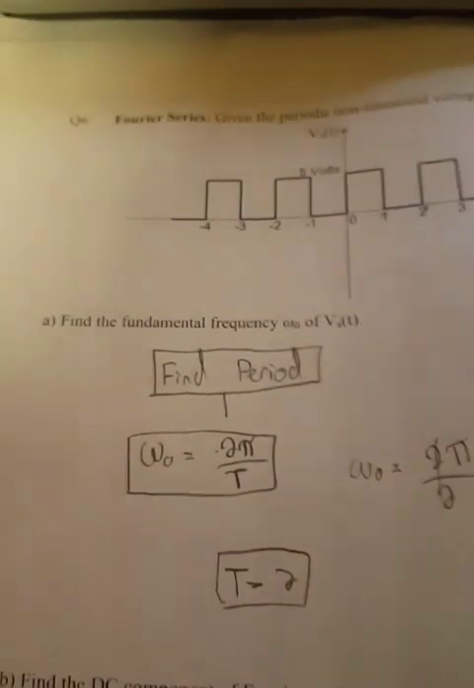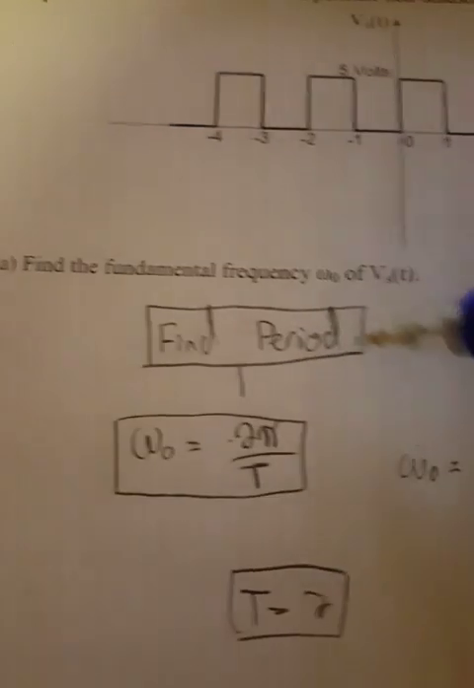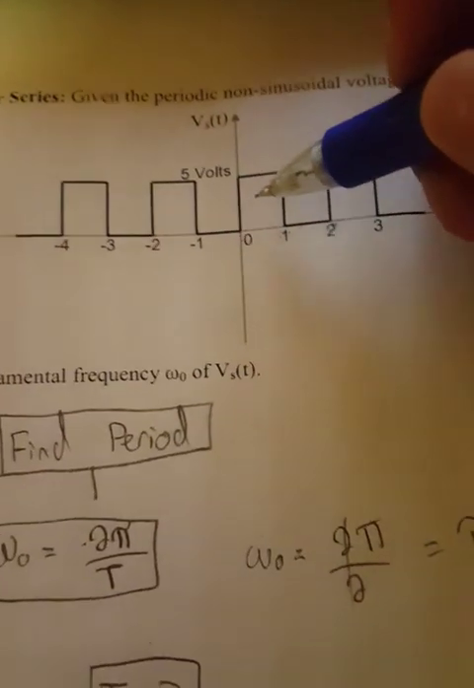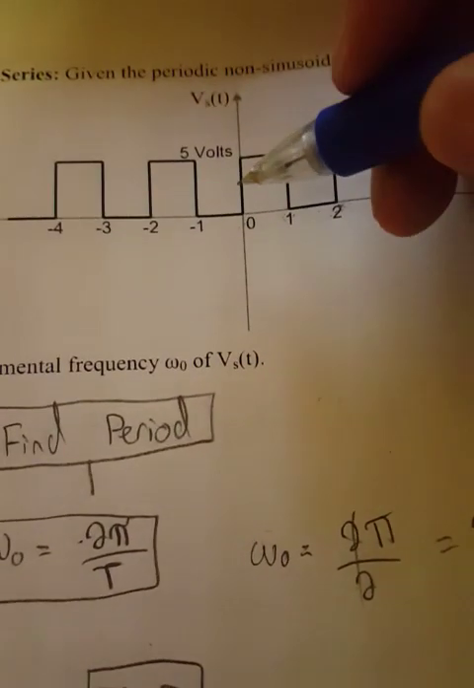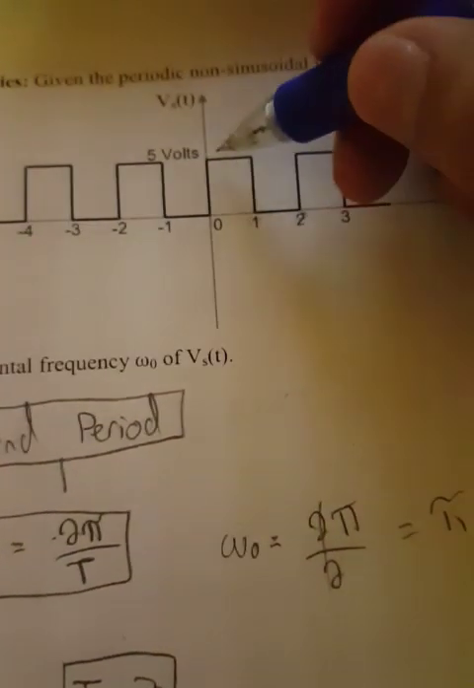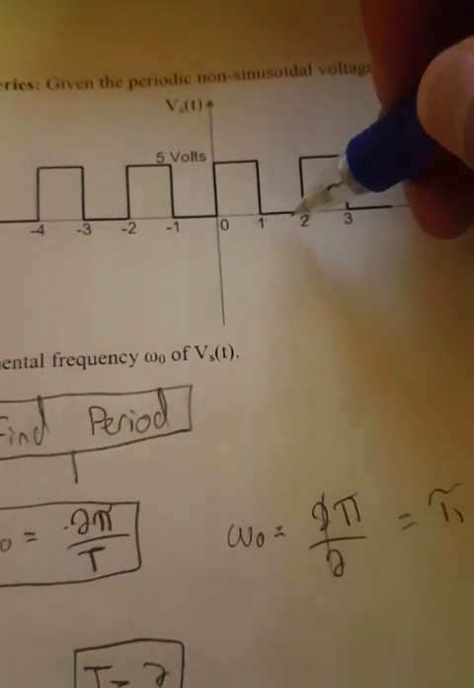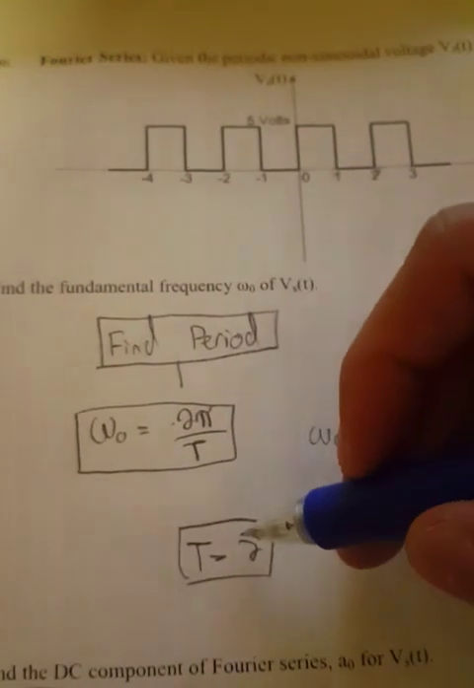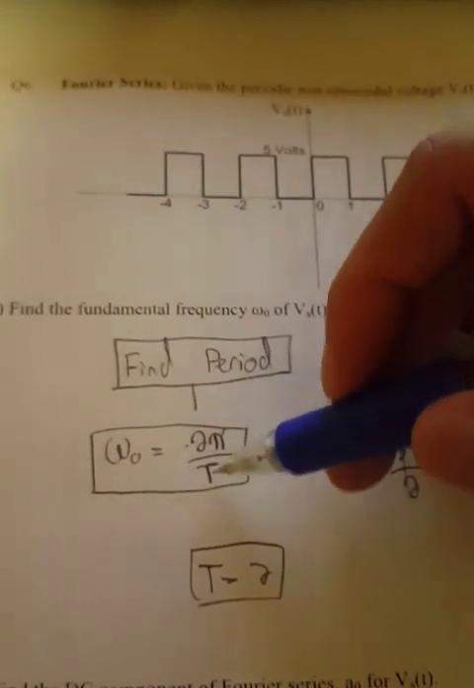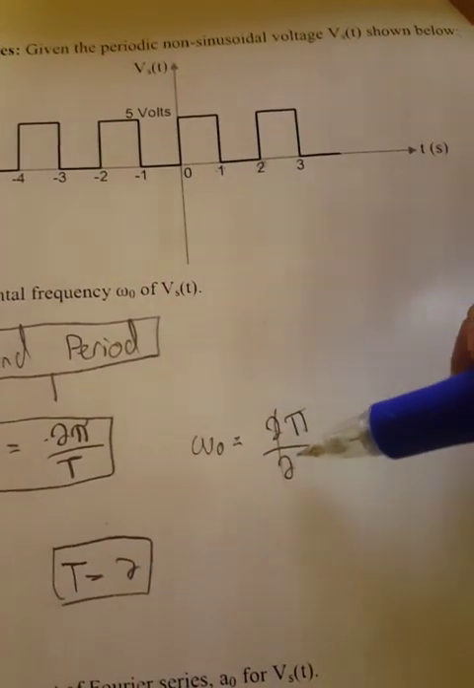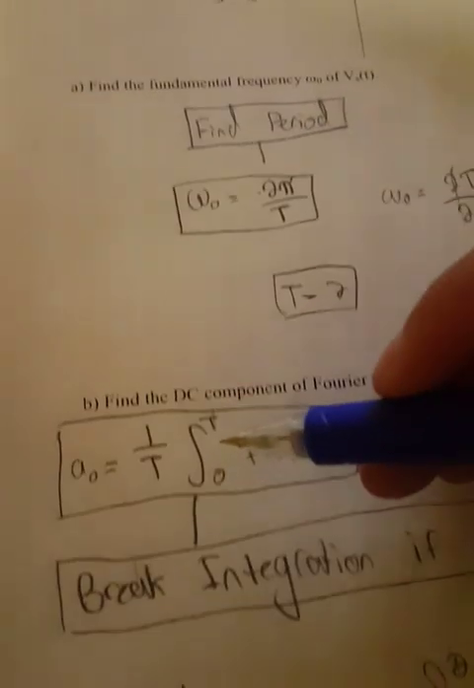We're going to be using our formula: our fundamental frequency is equal to 2 pi over T. Now, what is T? T is the period, and the period is basically from peak to peak. So if we look here, it's 1, 2. Therefore, the period is equal to 2. We plug that back into our formula, 2 pi over T, which is 2 pi over 2, which is equal to pi. Cool? Cool. Now we're going to move on to part B.